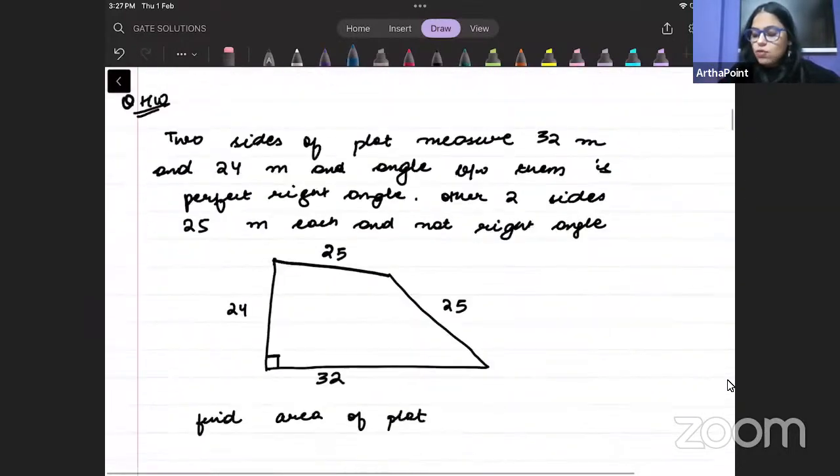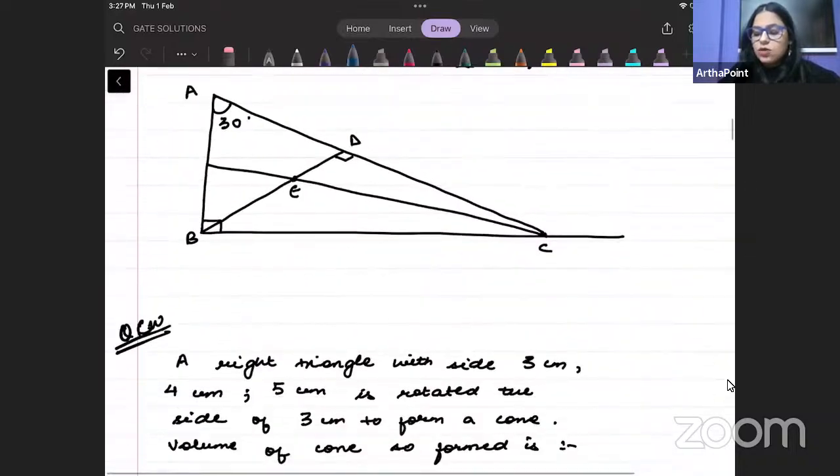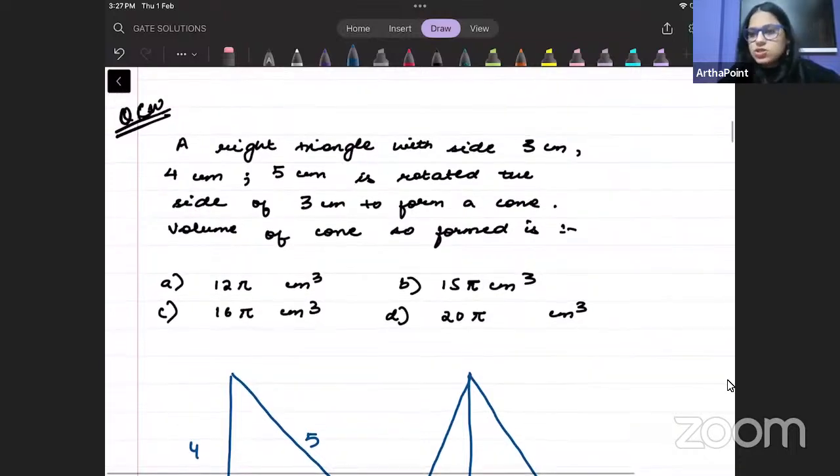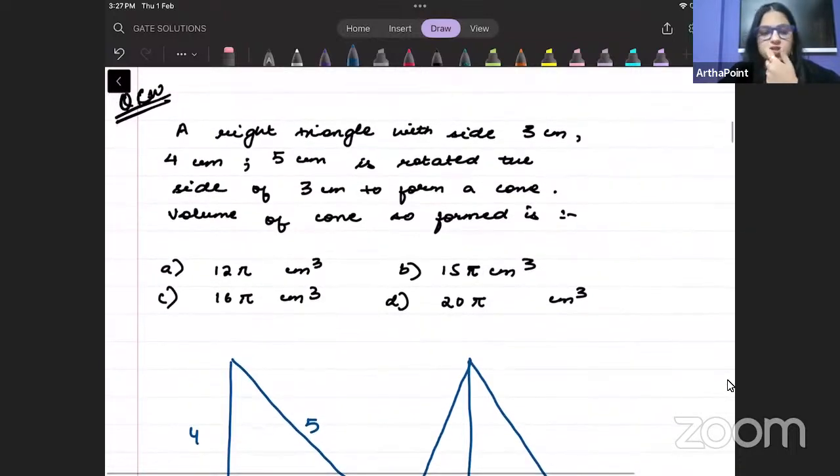Okay, beta. This is homework question. I am skipping the homework questions. For homework questions, I have provided the answer in the portal. You can just look at those. Coming to the next question, beta.